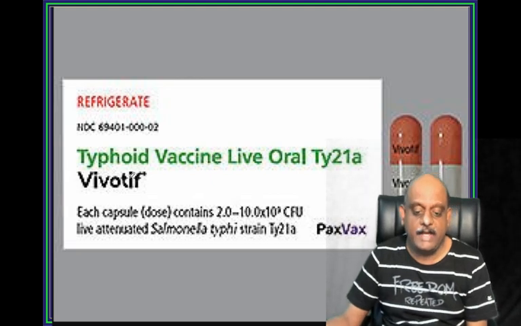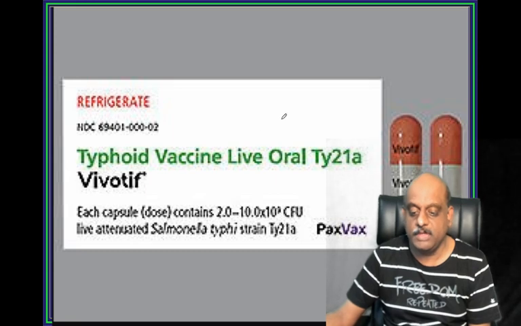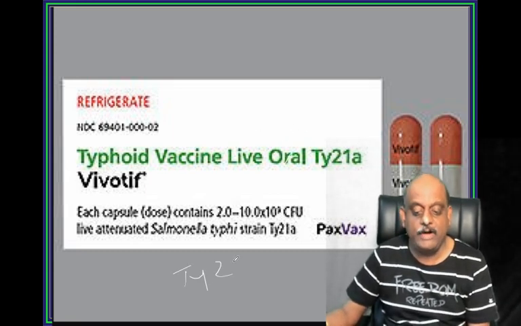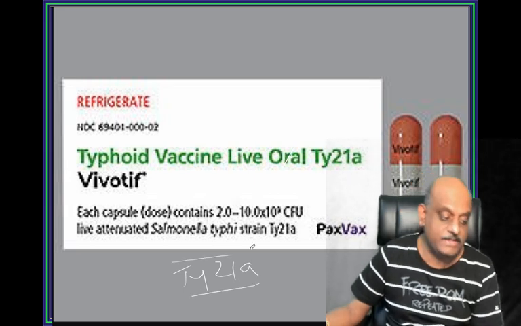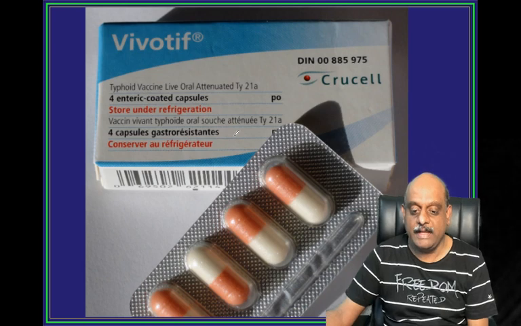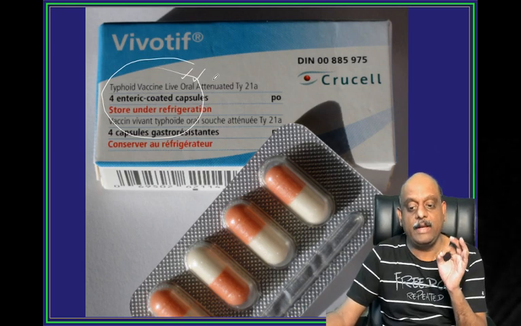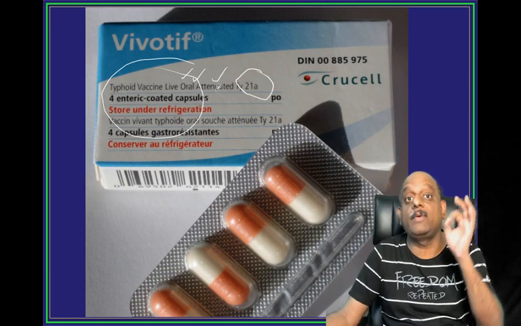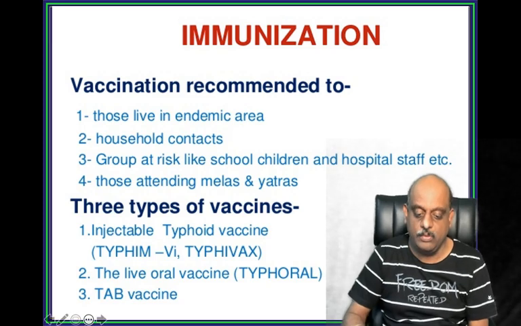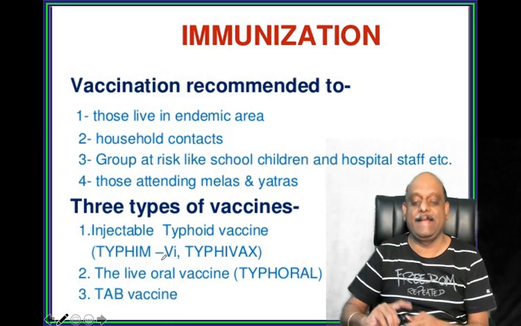And also there is an oral vaccine which is available in typhoid, which is called live oral Ty21a. Ty21a is the vaccine which you need to remember. This is another example of a typhoid vaccine, live oral attenuated Ty21a vaccine, a spotter which you need to recognize in tomorrow's pediatrics practical exam.